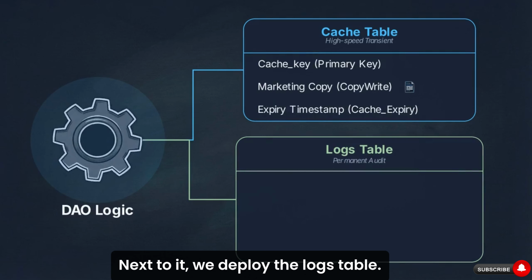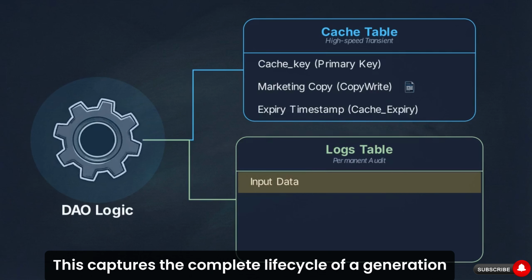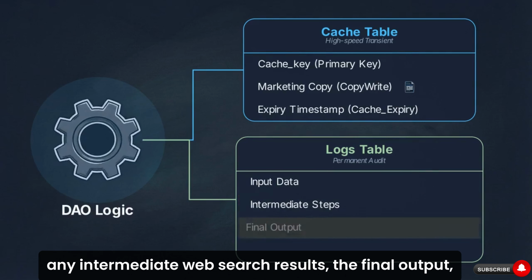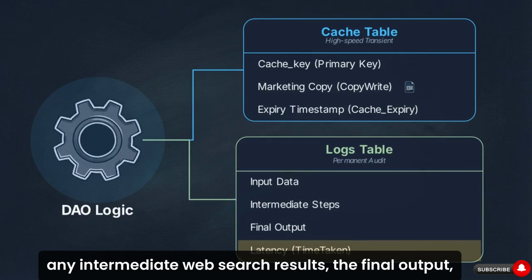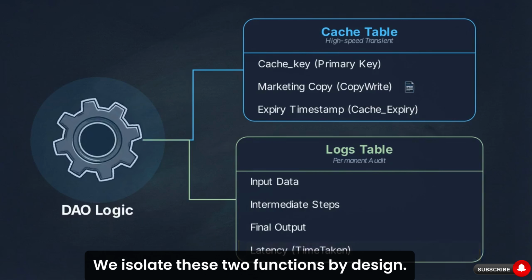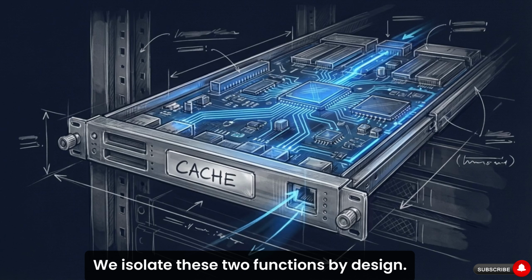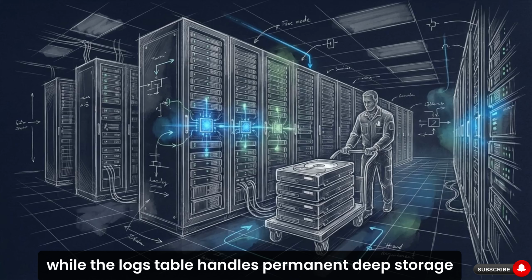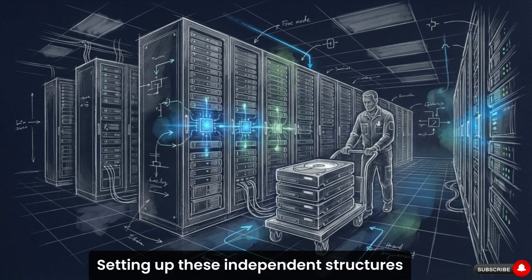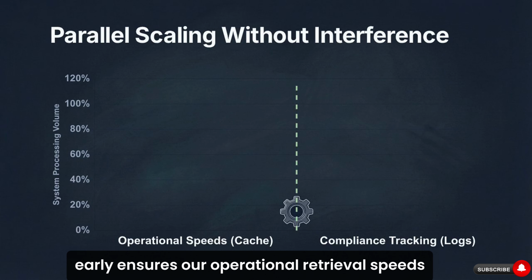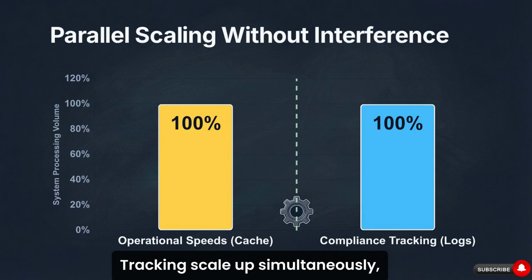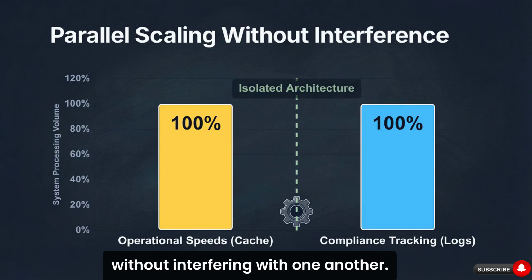Next to it, we deploy the logs table. This captures the complete lifecycle of a generation event, storing the original input data, any intermediate web search results, the final output, and the total execution time. We isolate these two functions by design. The cache table handles high-speed, transient memory for immediate retrieval, while the logs table handles permanent, deep storage auditing for historical review. Setting up these independent structures early ensures our operational retrieval speeds and our enterprise compliance tracking scale up simultaneously, without interfering with one another.